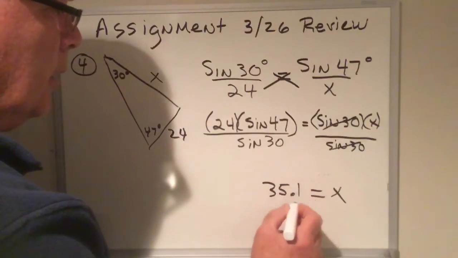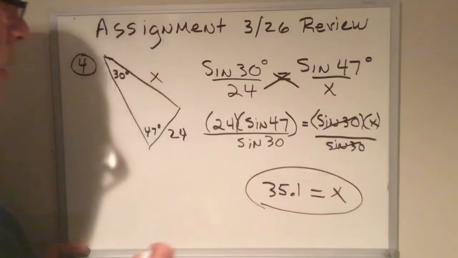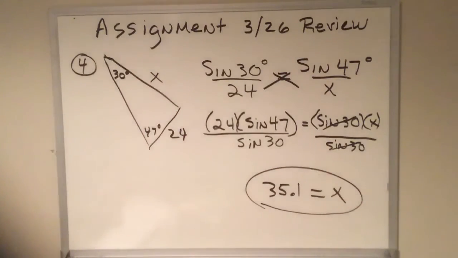You can double check that. That's what we have on the answer key. That side length is 35.1. There it is, how you find a side length using the law of sines, given this scenario.